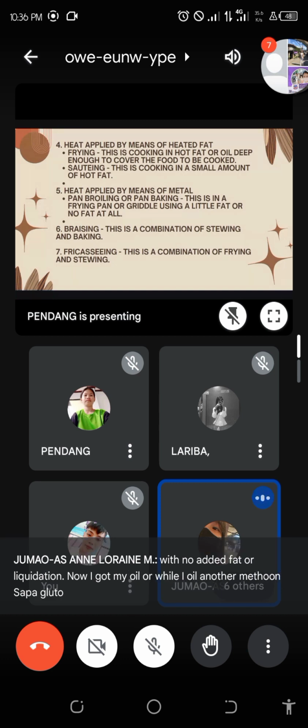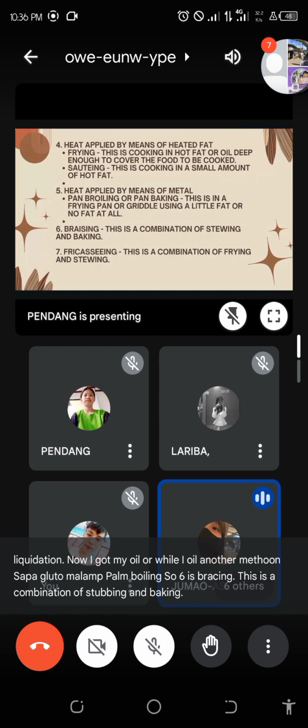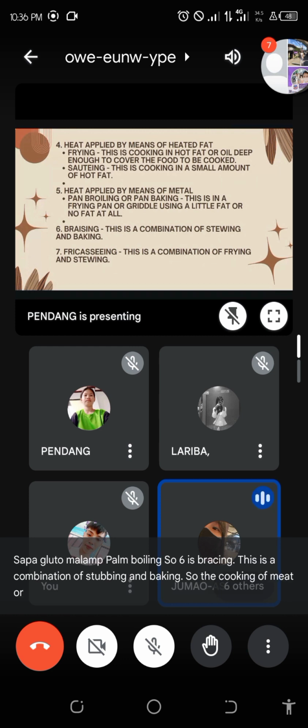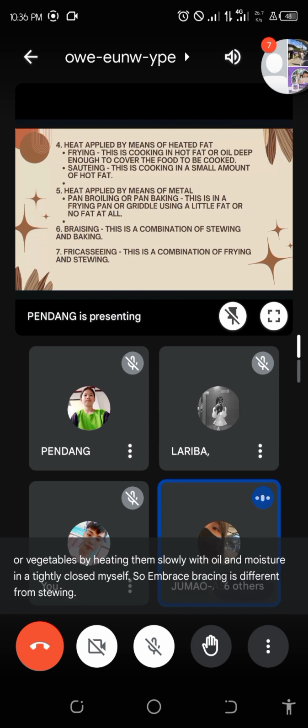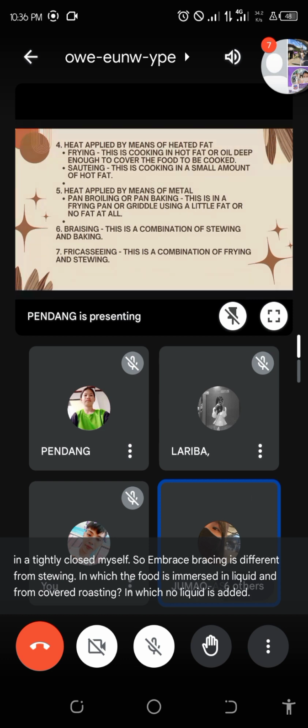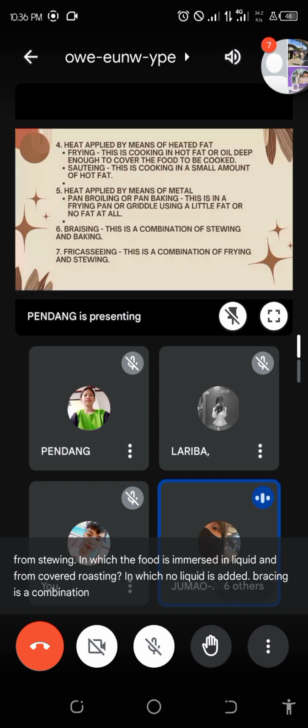So, 6 is braising. This is a combination of stewing and baking. So, the cooking of meat or vegetables by heating them slowly with oil and moisture in a tightly closed vessel. So, ang braising is different from stewing, in which the food is immersed in liquid, and from covered roasting, in which no liquid is added. Braising is a combination of covered roasting and steaming.